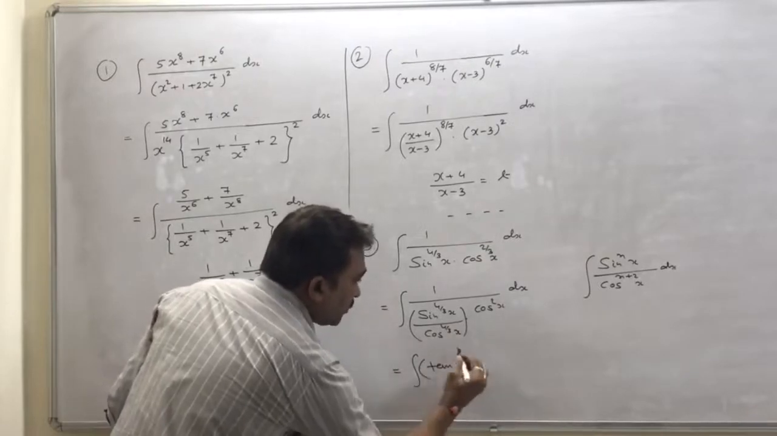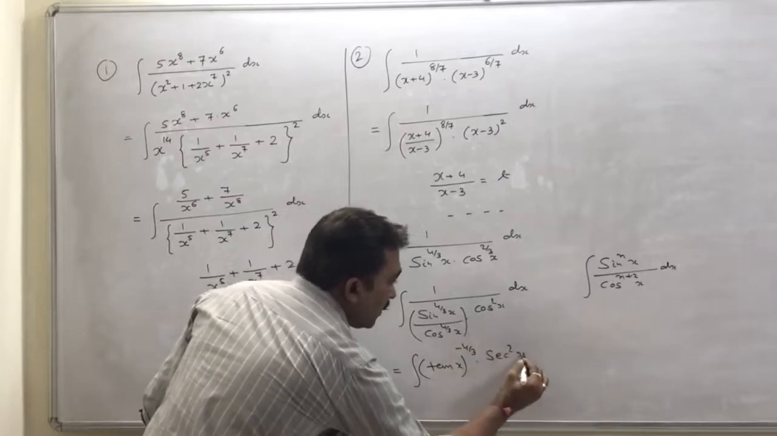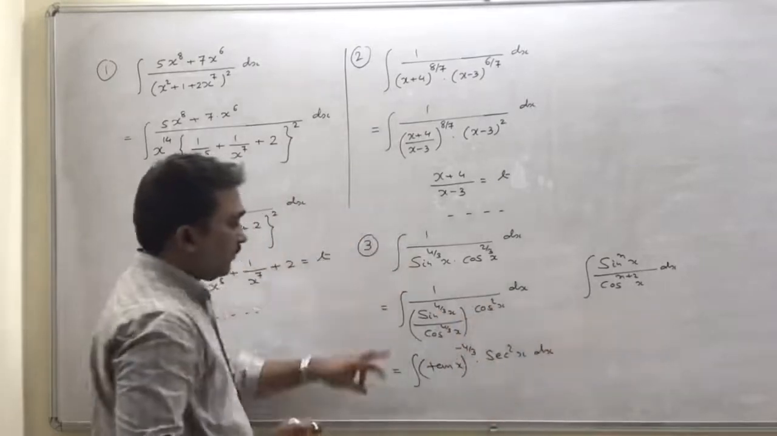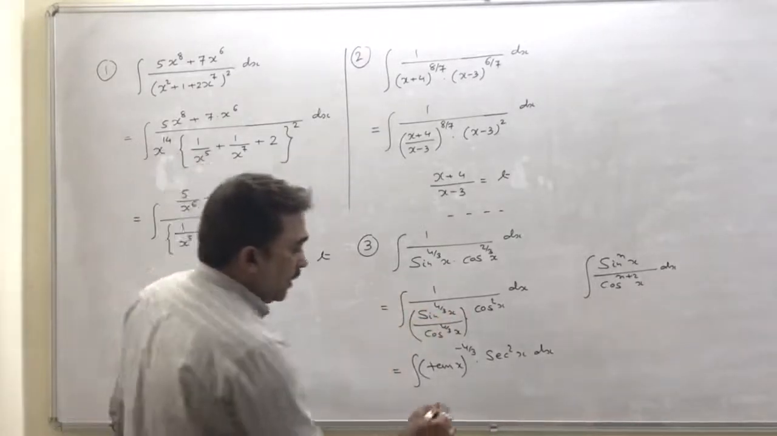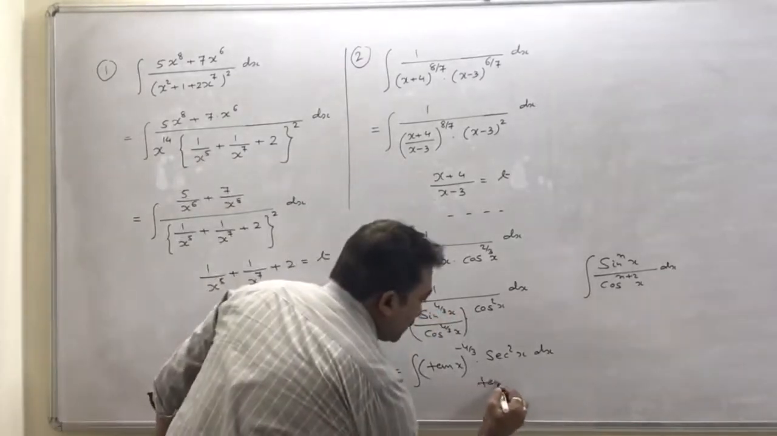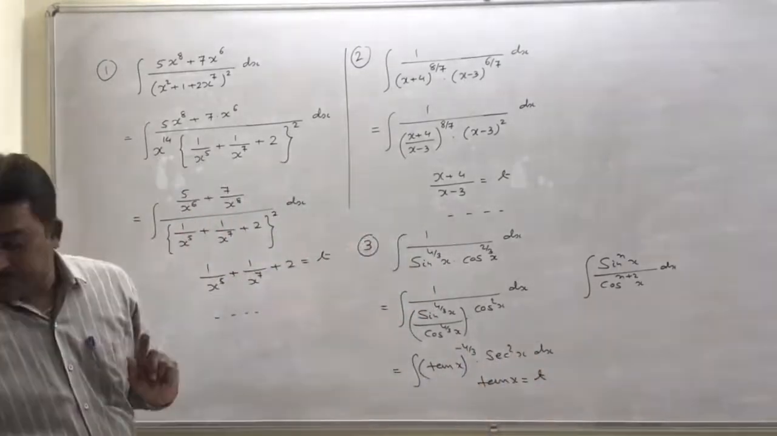Now write it as integral tan x raised to minus 4 by 3 into sec square x dx, and now you have to start with tan x as a t and so on, and you get it.